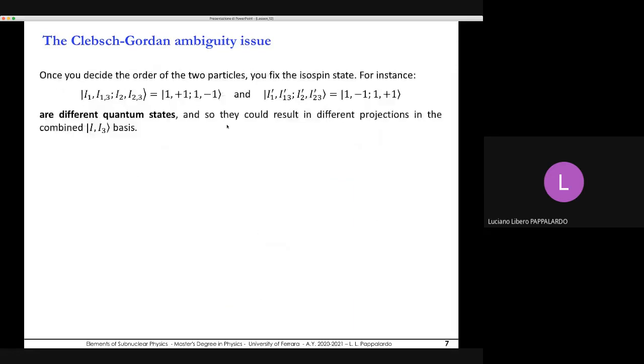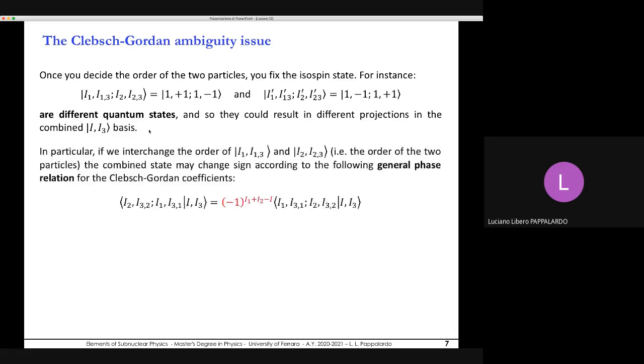So let me go a bit into the details. Once you decide the order of the two particles, of course, you are fixing your spin isospin state. So for instance, the state 1 plus 1, 1 minus 1 is a different quantum state than 1 minus 1, 1 plus 1, okay? And of course, if you have a different quantum state, you also should expect to get a different projection in the combined basis, so in the other basis.